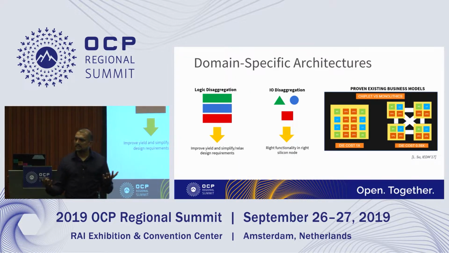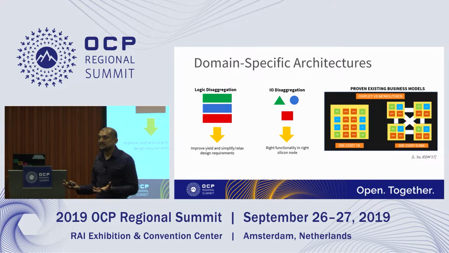Domain-specific architectures essentially are looking at two ways of addressing this. One is through logic disaggregation, where you take a big monolithic die and you split it into multiple dies, and you get cost gains. The second approach is through I/O disaggregation, where you look at different functions in different technology nodes and optimize their performance based on what is right sizing. And both of these approaches combined together today already exist as viable business cases.